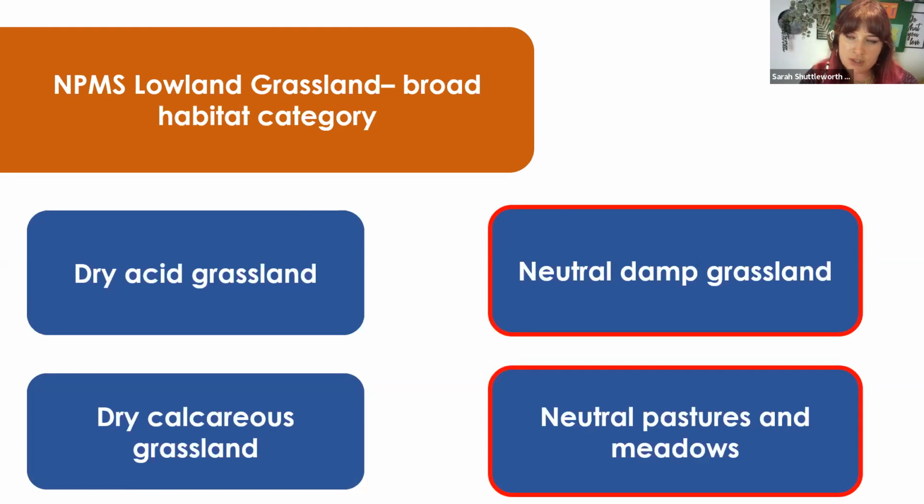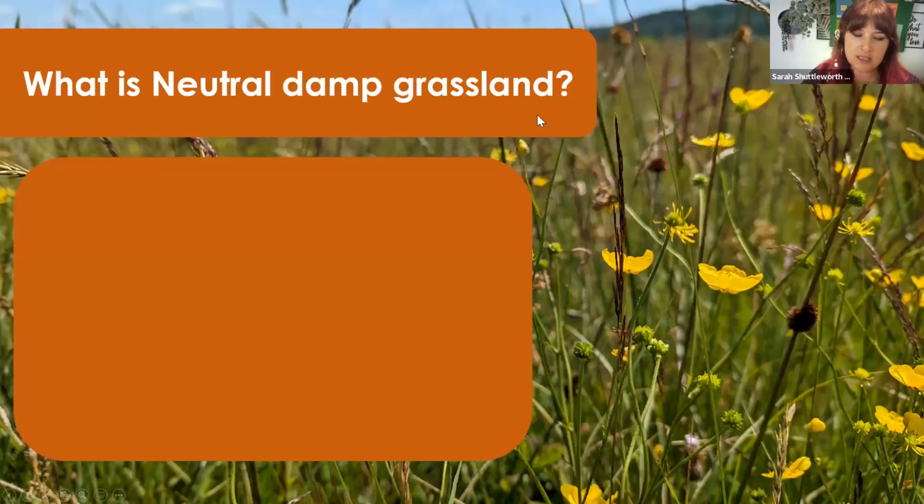And part of the reason for doing both of them is that they are quite similar in a lot of ways, and you can have both within one area, which I'll go into in a bit more detail. So first of all, let's start with neutral damp grassland. And what is it exactly? Essentially, it would be described maybe as marshy grassland or rush pasture, but there is a caveat with rush pasture, which I will go into in a bit.